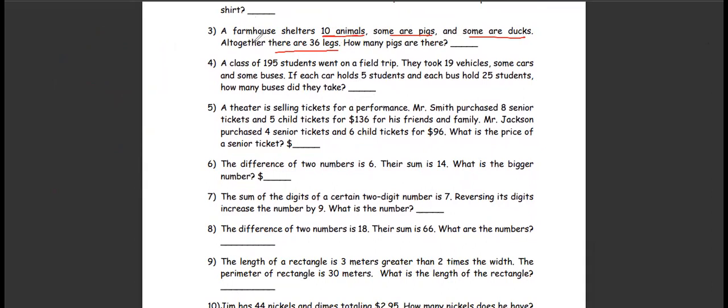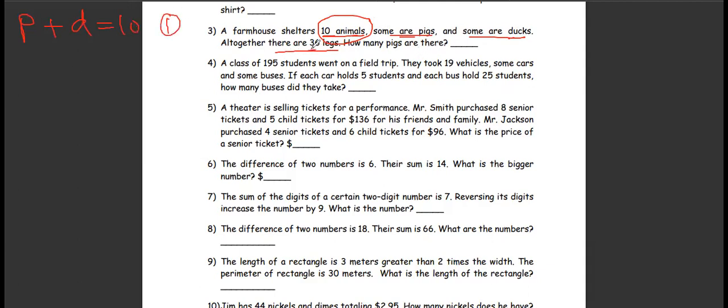So let's get the first one. A farmhouse shelters 10 animals. They consist of pigs and ducks, right? So let's say the number of pigs plus the number of ducks is 10, and this is our first equation.